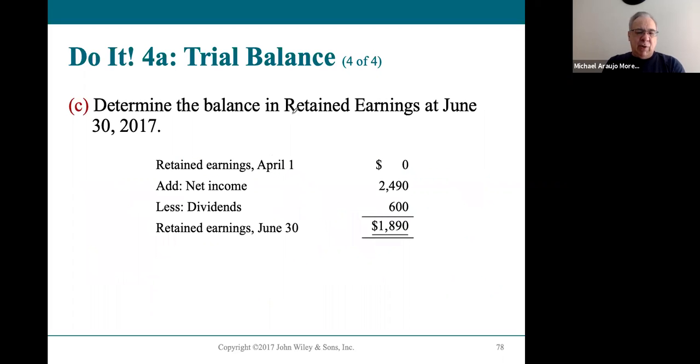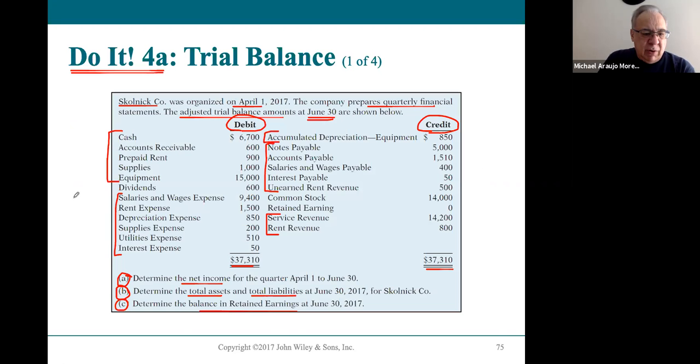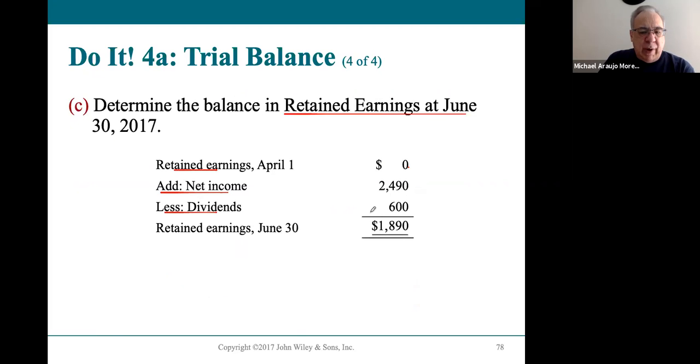The last thing they want us to do is a retained earnings statement. This is a brand new company, so when you look on the adjusted trial balance, retained earnings starts at 0, right? We just did the income statement earlier, and we totaled up $2,490 of net income. We take away the dividends. Where is the dividends number? Well, you're going to go back to the adjusted trial balance, here's a dividend, $600. That's where that came from. Okay. So we take away the $600 in dividends, retained earnings, $1,890.